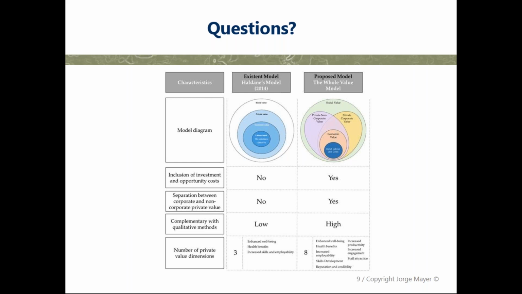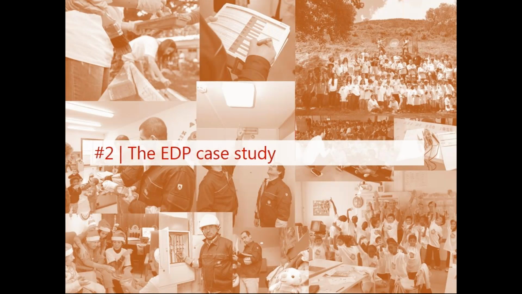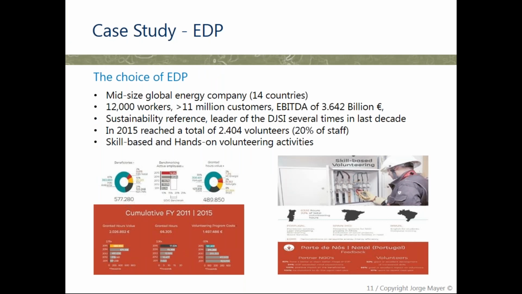So we'll move forward. This was a new model that I tried to implement, and then I applied it to the EDP case study. So why did I choose EDP? Well, first because it's the company I'm in. The availability of data is very good. It's primary data, which means it's direct from the source.